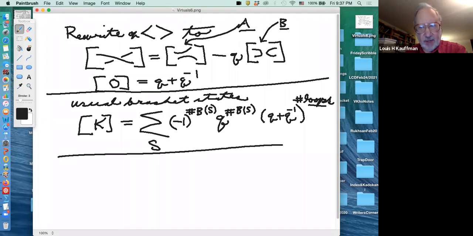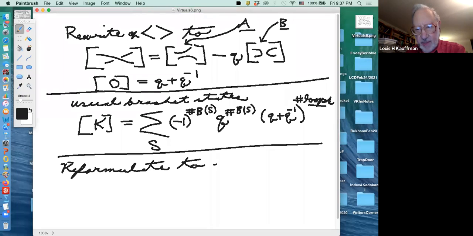And then I can't quite recall if I did it last time, but I'll start from the beginning. We now reformulate to enhanced states. I'm sorry, that's illegible. Let's spell it so that you could read it.